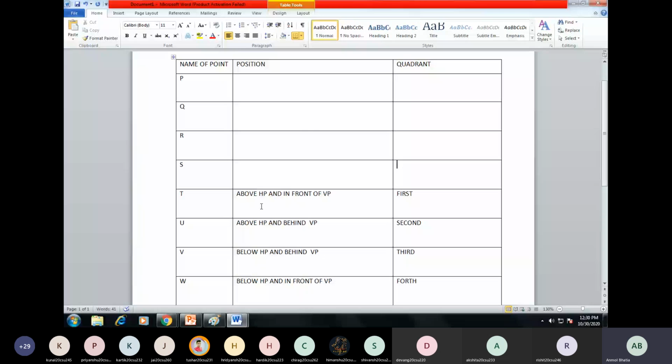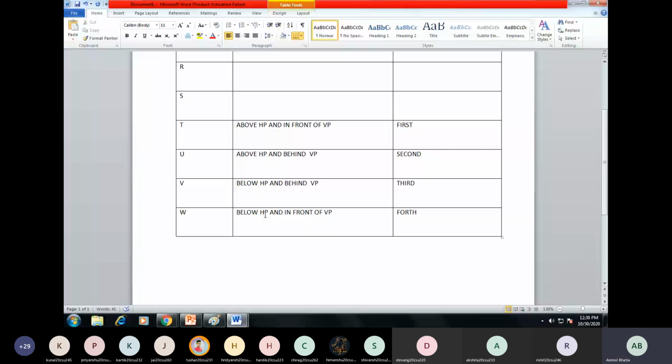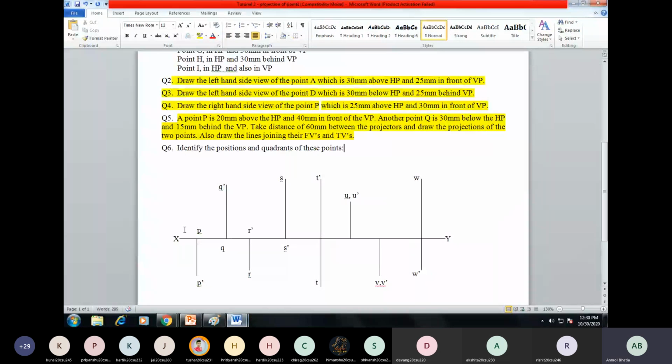You have to make this table, indicating the position and the quadrant as required in the question. Identify the positions and quadrant of these points.